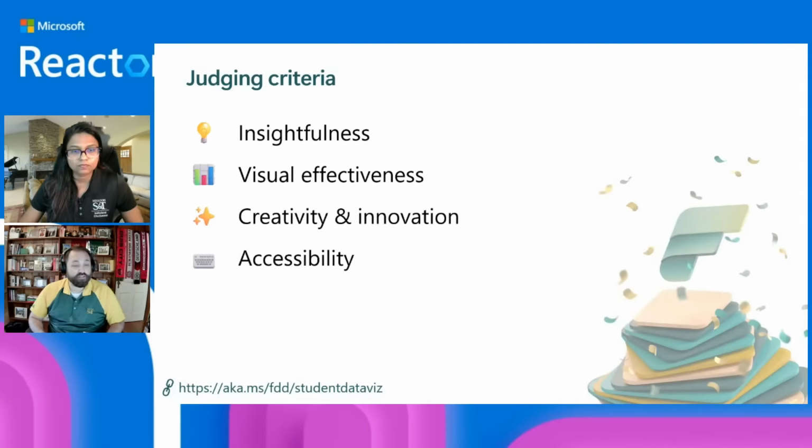Creativity and innovation. This is where originality really shines. Going beyond the default visuals, experimenting with layouts, and using Power BI features like bookmarks and checking for that interactivity. And then last, accessibility. This is 25% of the judging criteria. Things like color contrast, alternate text, and logical tab order really matter.